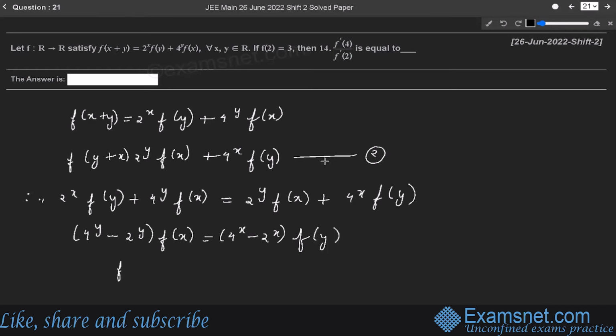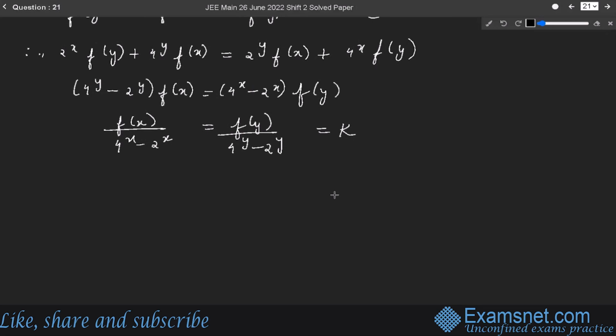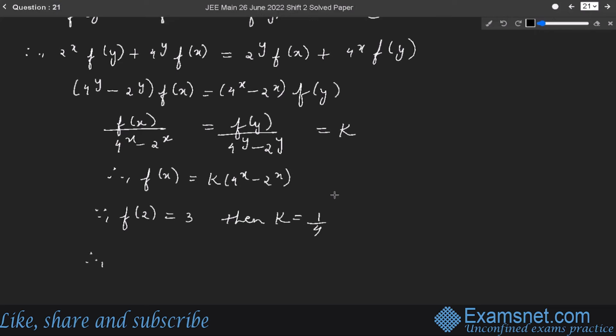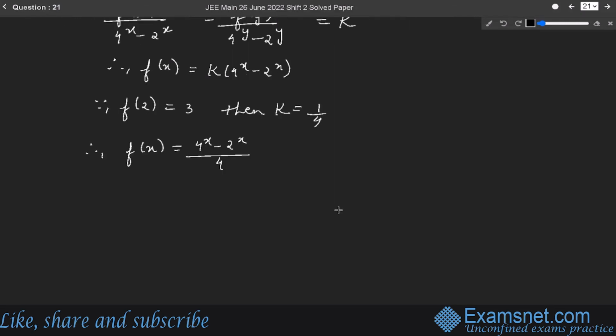So it can also be written as f of x divided by (4 power x minus 2 power x) is equal to f of y divided by (4 power y minus 2 power y). Let this be equal to k, which is a constant. Therefore, f of x will be equal to k into (4 power x minus 2 power x). Since we know that f of 2 is equal to 3, then k will be equal to 1 by 4. Therefore, f of x will be equal to (4 power x minus 2 power x) divided by 4, since k is equal to 1 by 4.